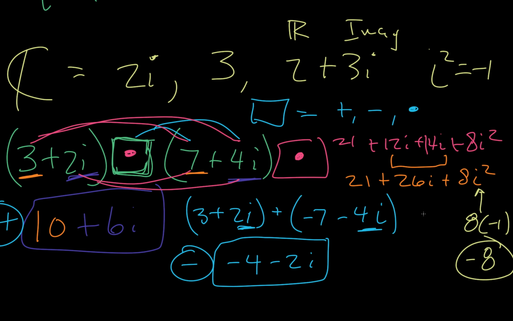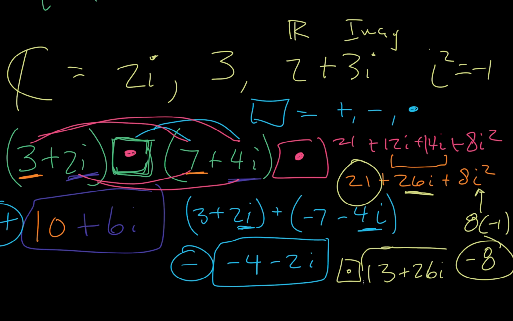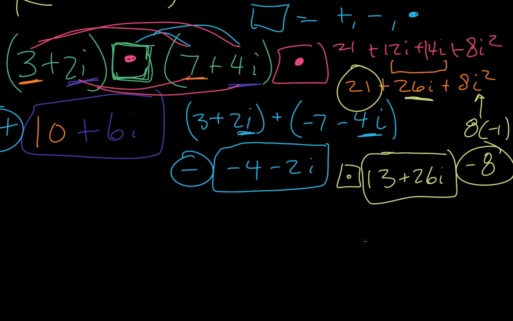So this negative 8 can combine with this 21 because they're both constants. So if we take away 8 from this, we get 13, and then we still have the 26i. And so that's the multiplication answer. And that problem's done. So let's go through one more of those.